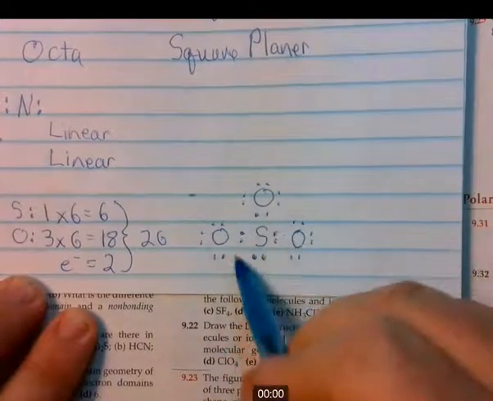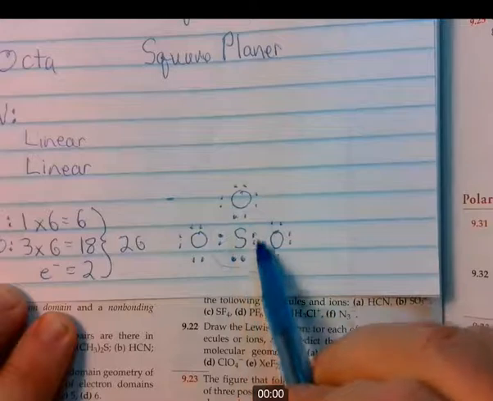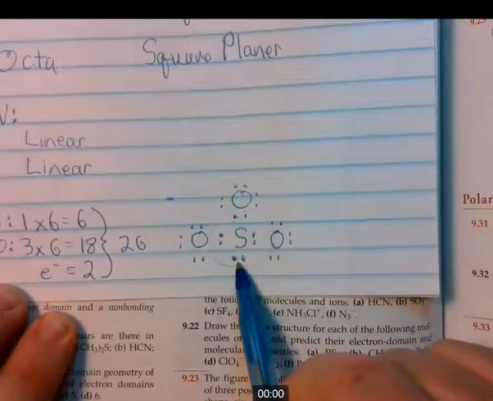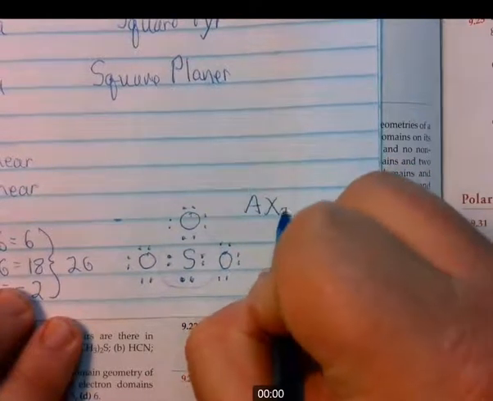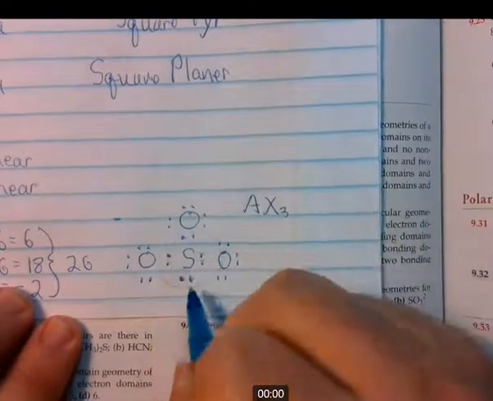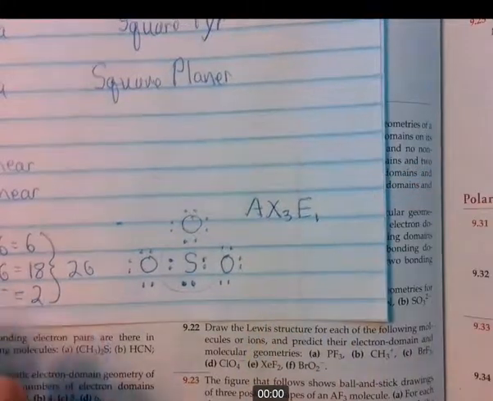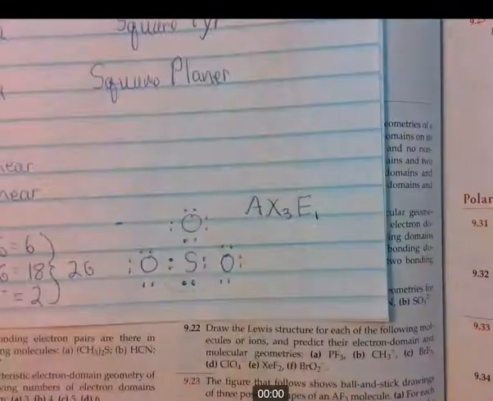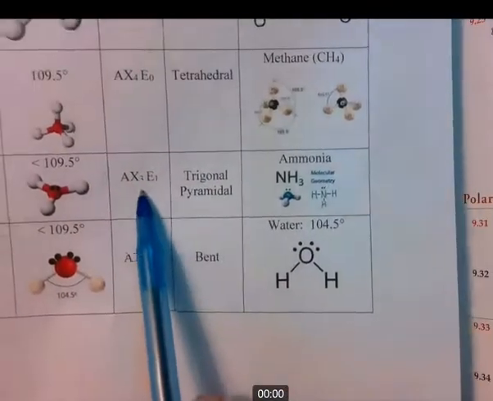Okay, so what we're interested in is what's surrounding this central atom. So it's got 3 bonding locations, domains, and 1 non-bonding domain. So that's going to be an AX3, those bonding locations, and the lone pair is E1. So you just simply come to your chart and translate it. Okay, so it's right here.